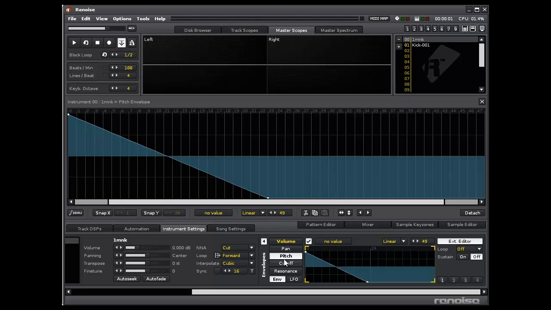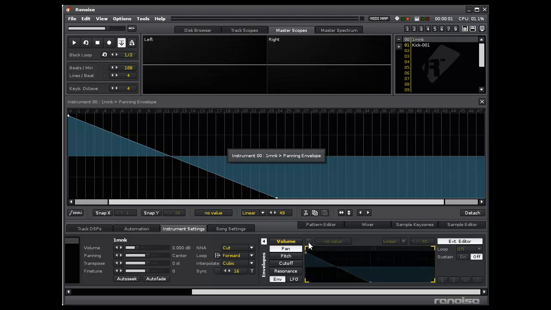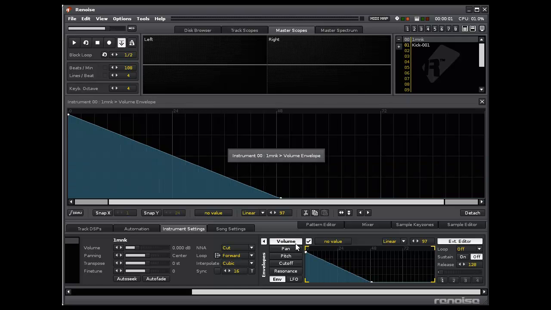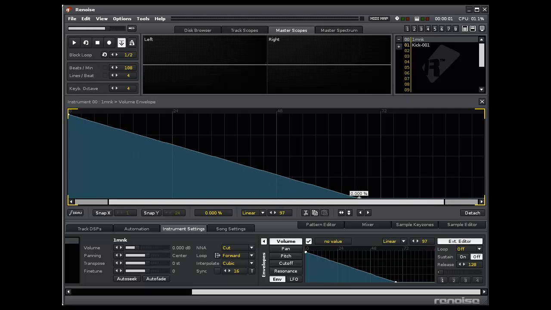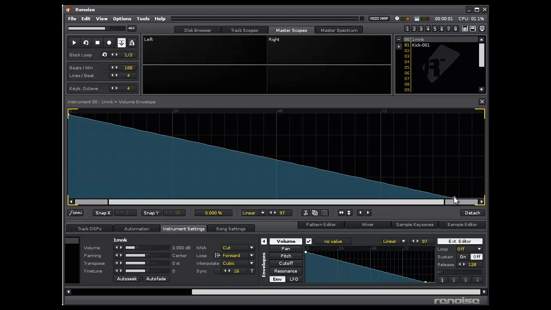So let's have a look at volume again. Let's turn off our pitch envelope and turn off the panning envelope. Let's go to volume. Let's say, for example, we want to go from maximum to minimum volume slower, because remember we're looking at volume here. So we can move this further back. Let's listen again. What do you think is going to happen? Much, much slower.